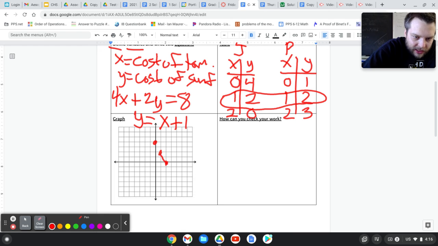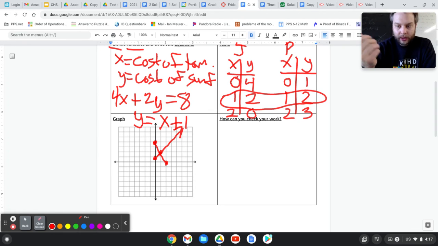And I'm not going to extend that line past the x and y axes because it doesn't make sense to have negative prices for tomatoes and sunflowers. And then for Persephone, she started with 0, 1, 1, 2. We already know that's the solution. And her line theoretically goes on forever because all she noticed is that the price of one is one more dollar than the other. And you can see the solution right there at 1, 2.